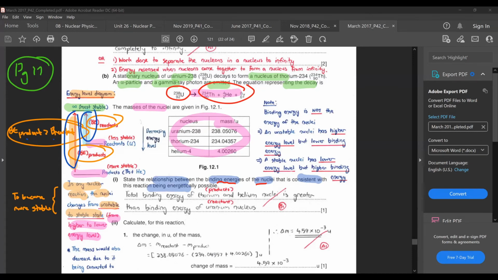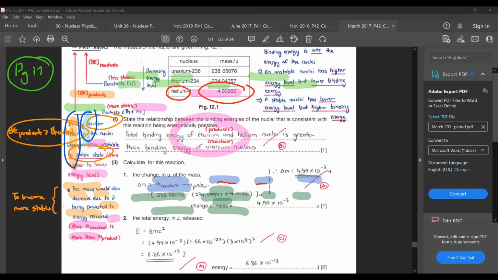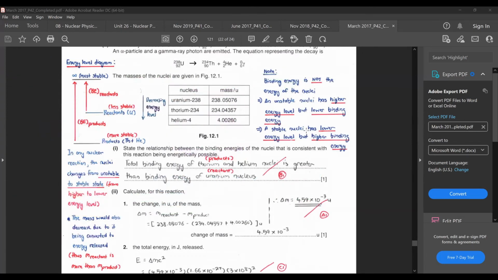The total binding energy of thorium and helium nuclei, which are actually your products, must be greater than the binding energy of your uranium nucleus, which is actually your reactant. If you want your reaction to occur energetically, your binding energies must satisfy this. So that one is okay. This is one thing to see from here. I'll just clear this off.